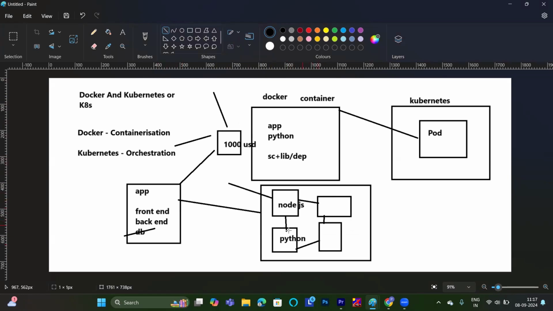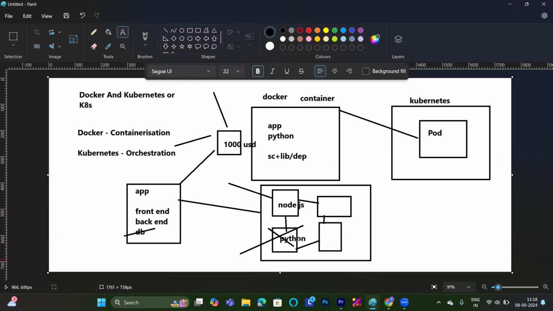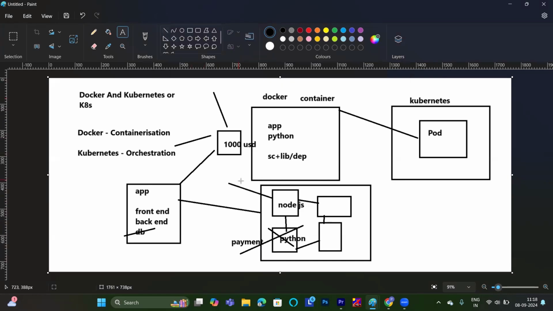Suppose there is a problem here and your Python microservice is not working. Suppose it was your payment service. Now your payment service will not work, but other than this, the whole application will work for the end users. So there will not be a complete downtime. There will be downtime only for that respective microservice, and that we need to understand.